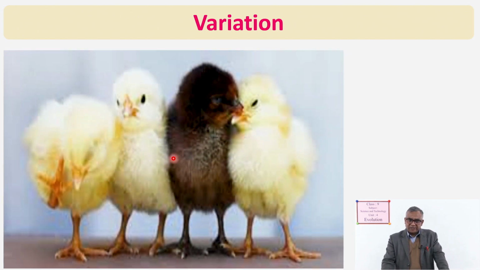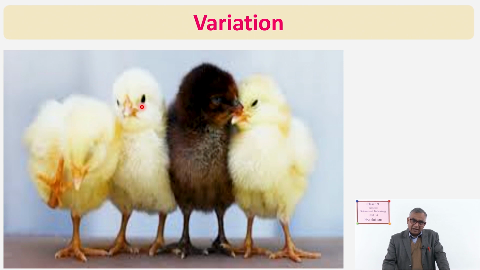Four chicks are shown here. Three of them are white and one is black. So this black one is different from these three. Now, not a question but a suggestion: find the difference between these two white chicks. Are they similar? But you have to observe deeply. See the color of the beak.